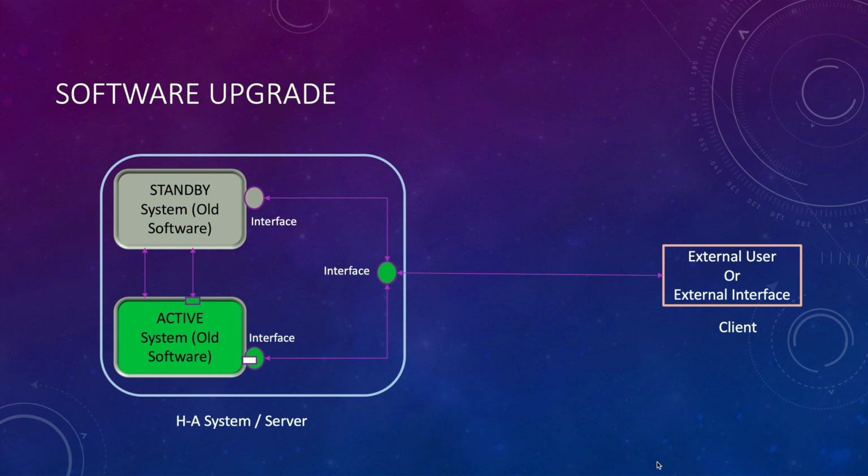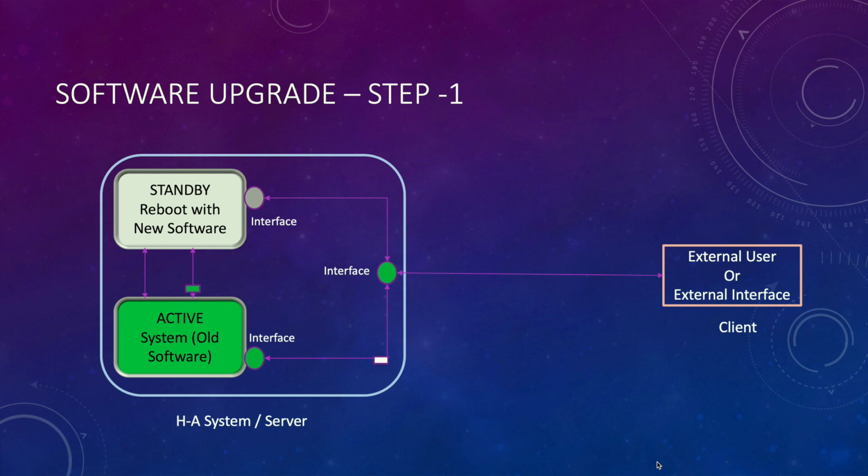In an in-service software upgrade, the primary requirement is to have the system available for clients throughout the software upgrade process with no downtime from the client's point of view. Before the software upgrade is started, both the active system and the standby system are running the old version of software. As a first step, the standby node is loaded with a new version of software.